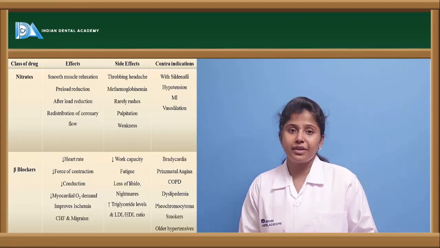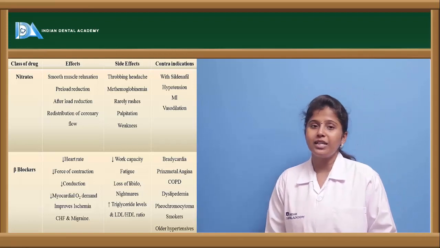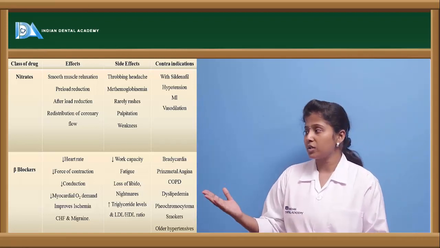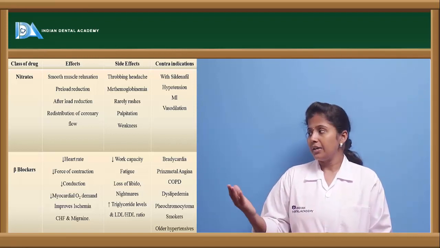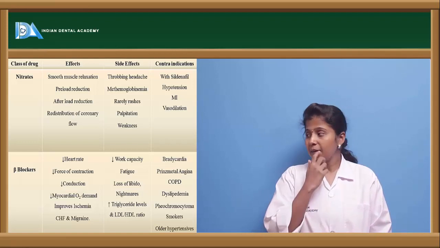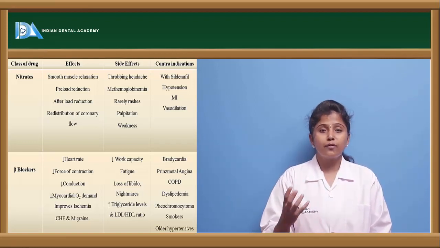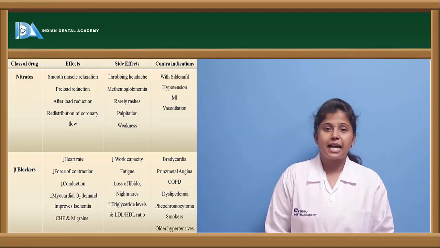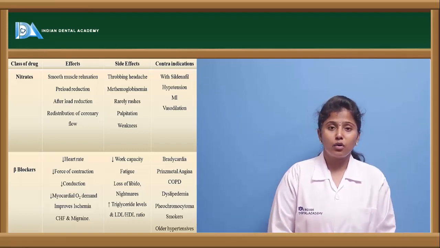So if we see the various effects produced by this class of drugs, the nitrates, when they are administered into the body, cause smooth muscle relaxation, they reduce the preload on the heart, they even reduce the afterload on the heart, and there is redistribution of the coronary flow. Whatever coronary flow was occluded will be regained again. And these drugs have side effects like severe headache and methemoglobinemia.